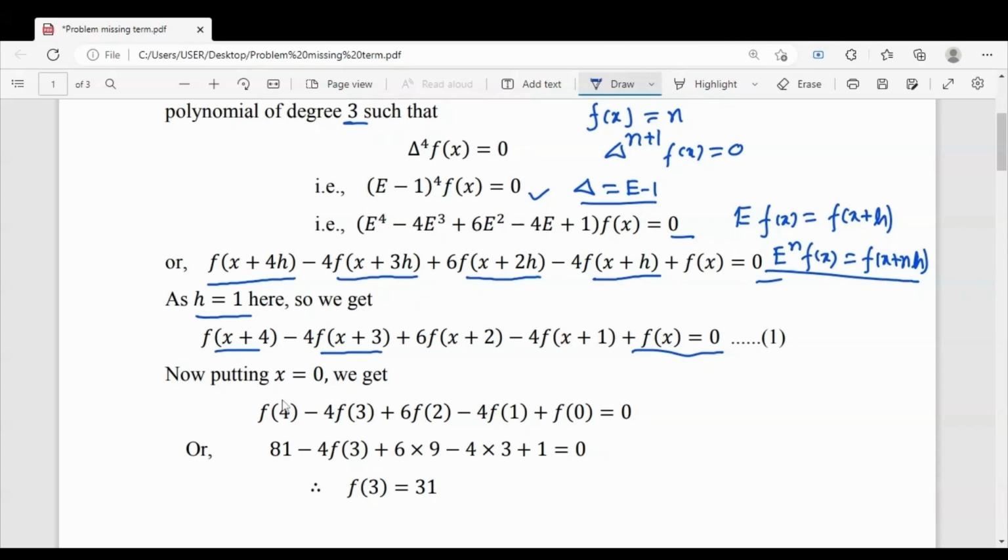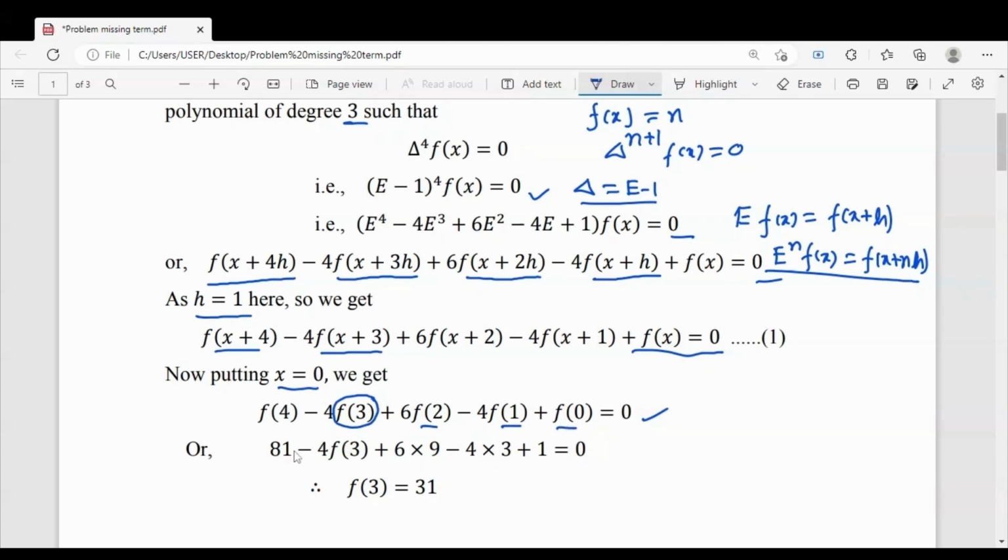Now, in this problem, the initial value of x equals 0. So putting x equal to 0 in equation 1, we get f of 4 minus 4f of 3 plus 6f of 2 minus 4f of 1 plus f of 0 equal to 0. Now we put the values of f of 4, f of 3 here. F of 3 you have to calculate; f of 2, f of 1 and f of 0 are from the table.